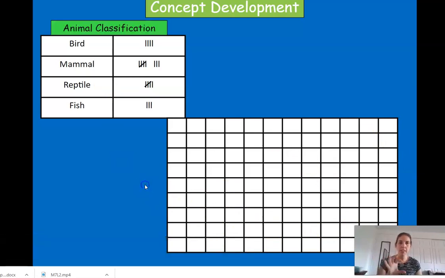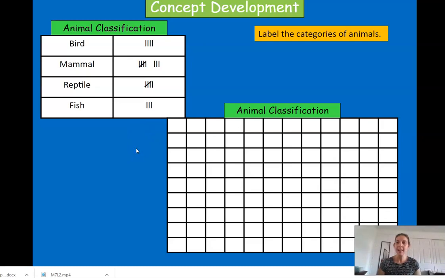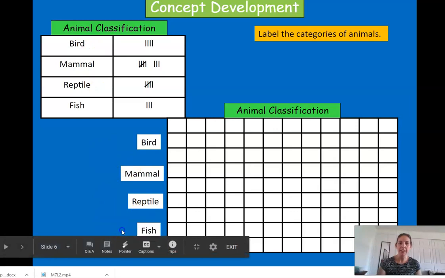So first, what do we need? Who remembers what we need to do at the top of our graph? We need a title, right? A title. And we can use this title right here, animal classification. So there's our title. And next, we need to label the categories of animals. So we need to label bird, mammal, reptile, and fish. Just like we have them here, we have to label them here.